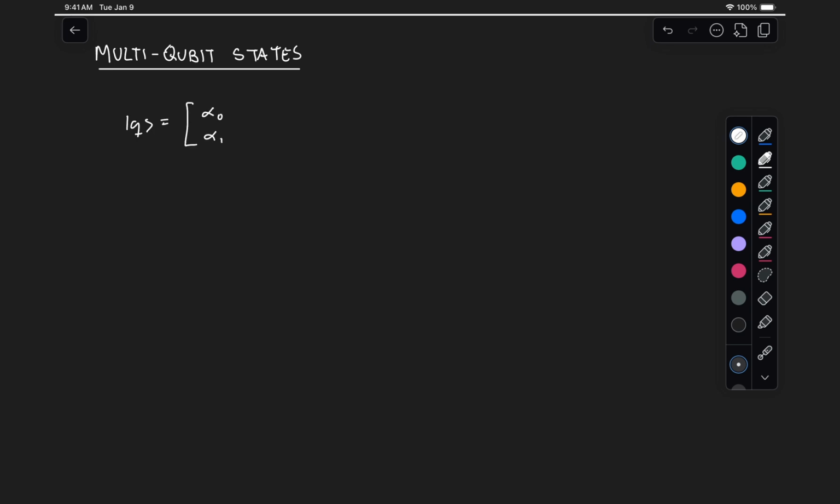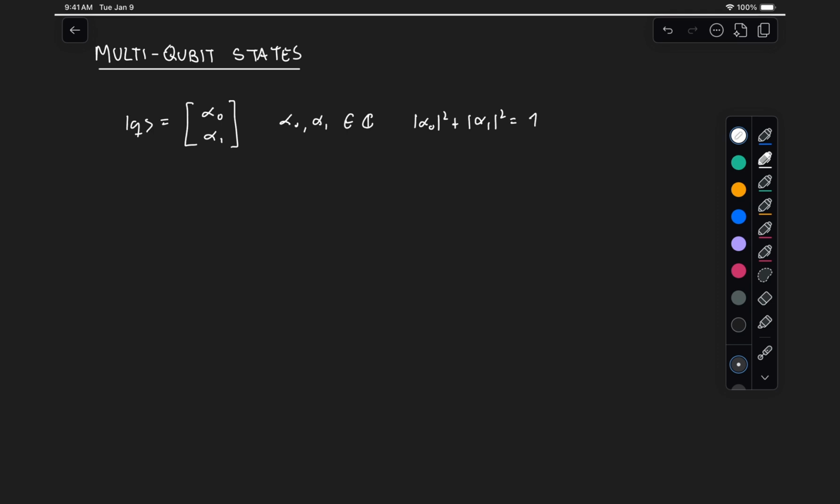Let's recall that our qubit is represented by a column vector with components alpha 0 and alpha 1, where alpha 0 and alpha 1 are complex numbers that, when we take their modulus squared, represent the probability of measuring either state 0 or state 1. Therefore, when we add them together, they must be equal to 1.